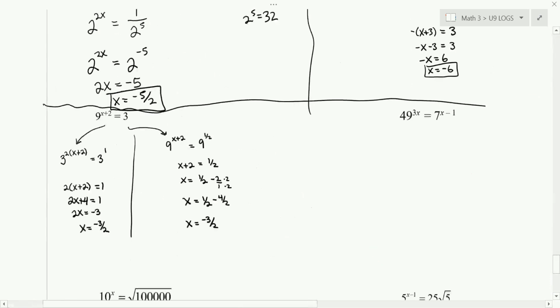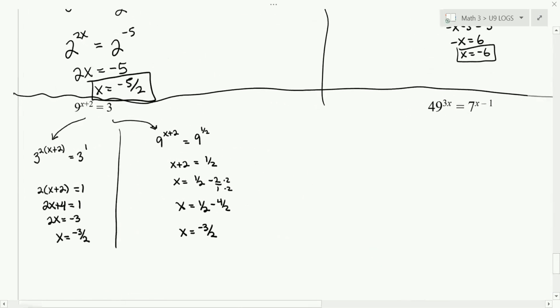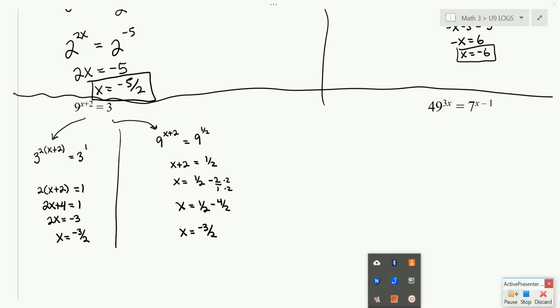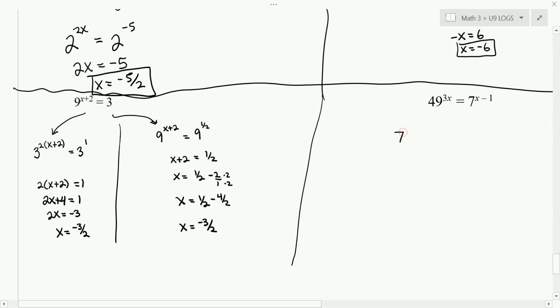Try the next one. 49 to the power of 3x is equal to 7 to the power of x minus 1. And this one, our common base is 7. So change 49 to 7 squared. And you're going to multiply that 2 times the 3x that was already there. So 7 is our common base, so we can set our exponents equal to each other now. Two times 3x is 6 times x. I'm going to subtract x from both sides and get 5x is equal to negative 1. And then divide by 5.